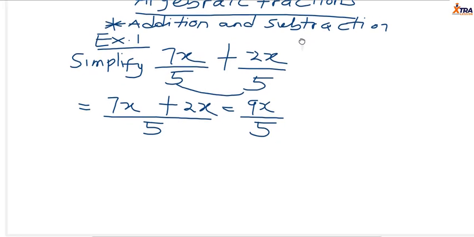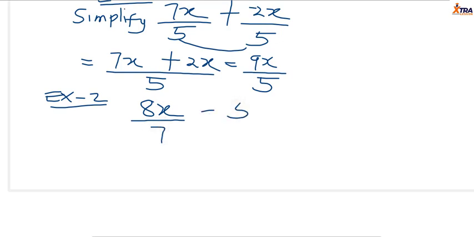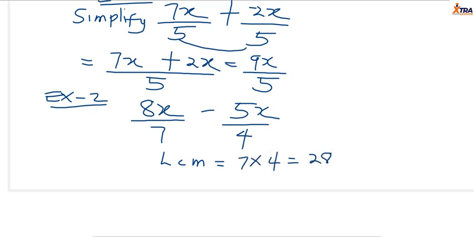Let's take another example. Let's assume the question says simplify 8x over 7 minus 5x over 4. Now this is a different case from the first one. In this case, I'll go back to what we know from primary school. The denominator of 8x is 7. The denominator of 5x is 4. So I look for the LCM. The LCM of 7 and 4 is 7 times 4, which will give you 28.